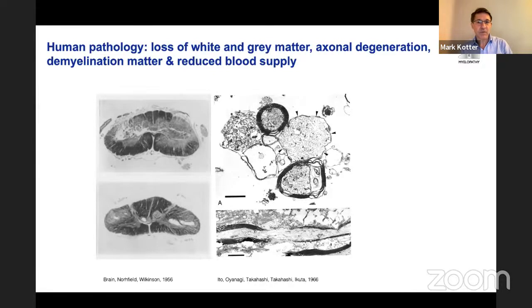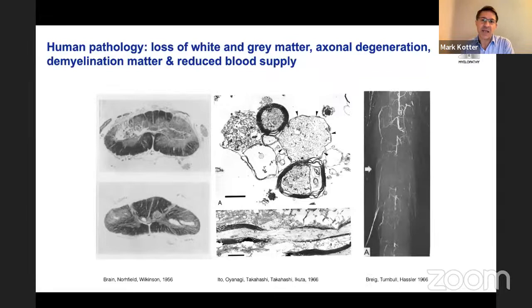More granularly, we also know that it doesn't only affect axons, but also myelin sheaths and also the neurons that live in the anterior horns. And finally, from large animal studies, we know that this condition is associated with some sort of vascular deficit that we really don't fully understand yet.